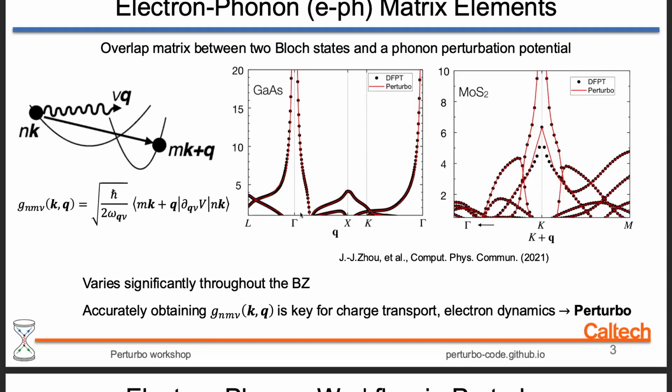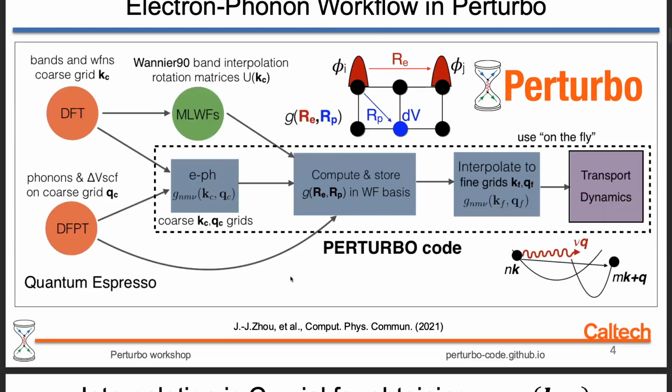You can see that throughout the Brillouin zone, the coupling of these different phonon modes varies pretty significantly, including some divergences at q equals 0. Accurately obtaining the coupling is important for all the calculations we want to do, so it's a key step in the workflow. The overview of how this workflow works is that there are first principles quantities from DFT and DFPT.